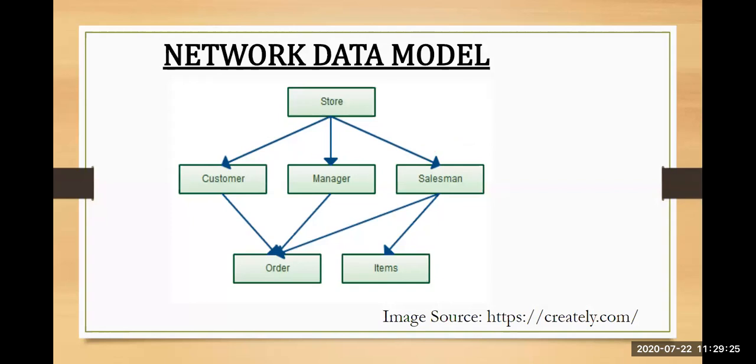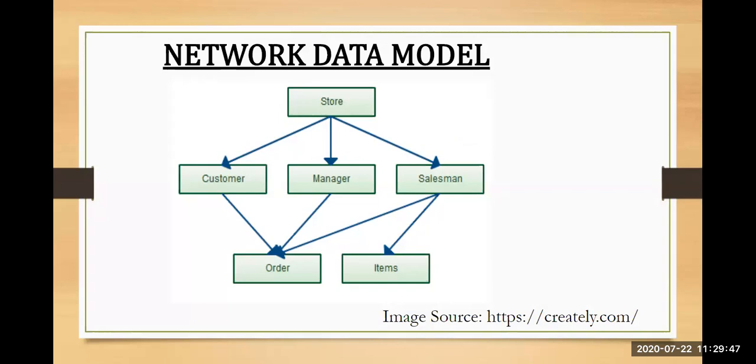In the hierarchical database model, you had a representation as a tree of records, with each record having just one parent record and many children. Whereas the network data model allows each record to have multiple parent and child records. That is why the structure is like a graph structure, because it allows multiple parent-child records.